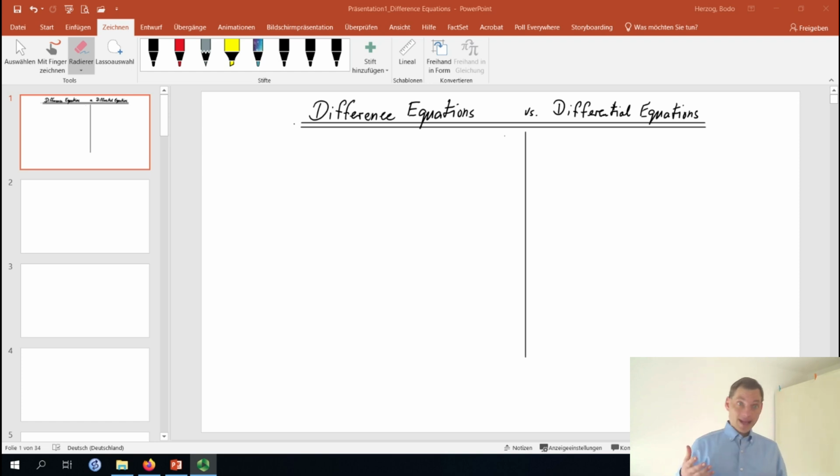Because in practice, when we work with data, we basically always face difference equations and not differential equations. Only in theory, when we have continuous functions, do we have differential equations.